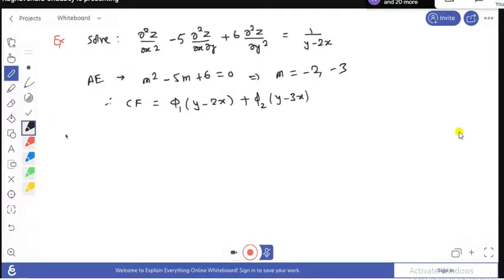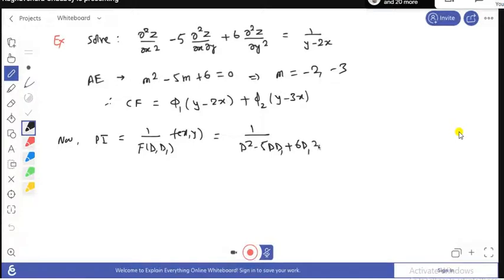Okay, so now we are interested to find what your particular integral is. So this becomes 1 over f of d d1, and this is function f of x y. So this equals d square minus 5d d1, and this is 6 d1 square, acting on y minus 2x. Okay, this is your function. So we can write it in this form.